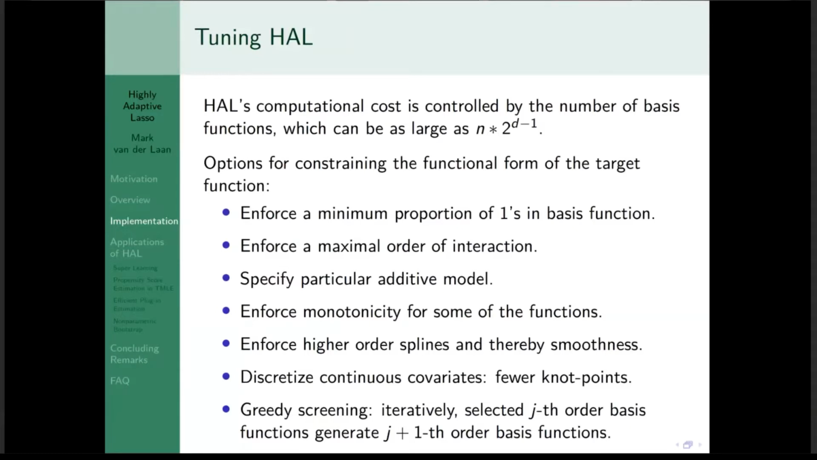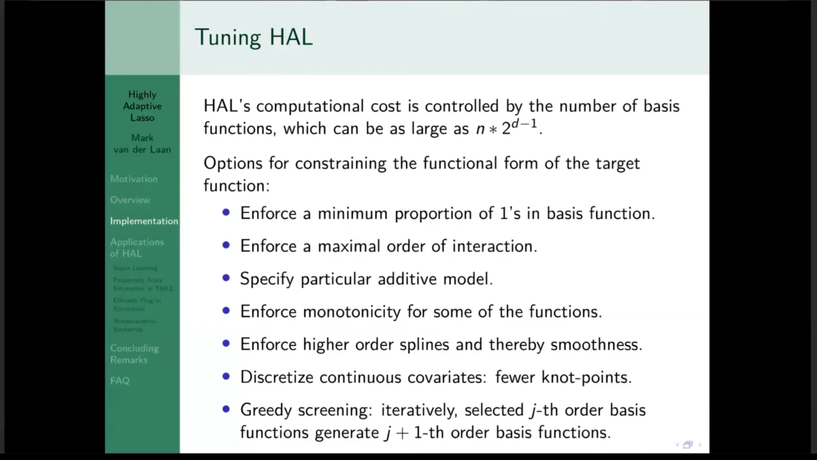You can also enforce a maximum order of interaction, like how many ways you go up to, 1-way, 2-way, 3-way. For particular additive models, you can say I only want bivariate functions of this treatment with covariates, but for the covariates, I want them to be purely additive functions. You can also make it smooth. There's also a higher order spline representation of these functions, but then you're assuming some smoothness.